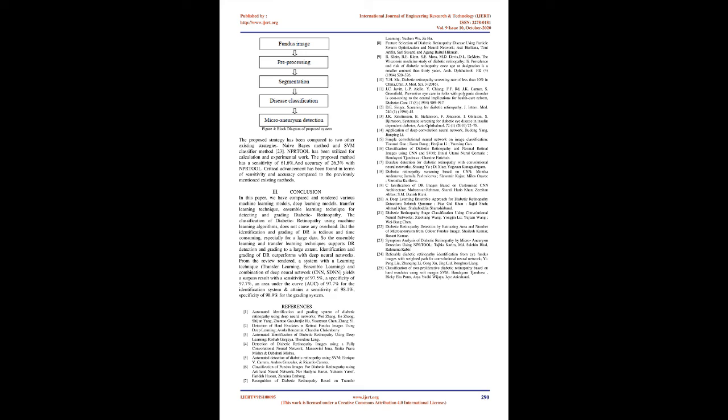From the review rendered, a system with a learning technique, transfer learning, ensemble learning, and a combination of deep neural networks, CNN, SDNN, yields a surpassing result with a sensitivity of 97.5%, a specificity of 97.7%, an area under the curve, AUC, of 97.7% for the identification system, and attains a sensitivity of 98.1% and specificity of 98.9% for the grading system.